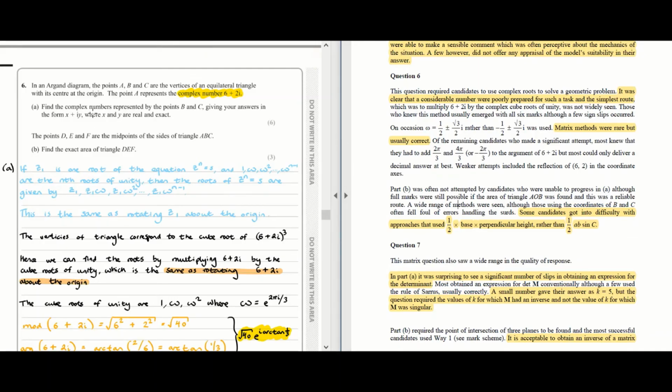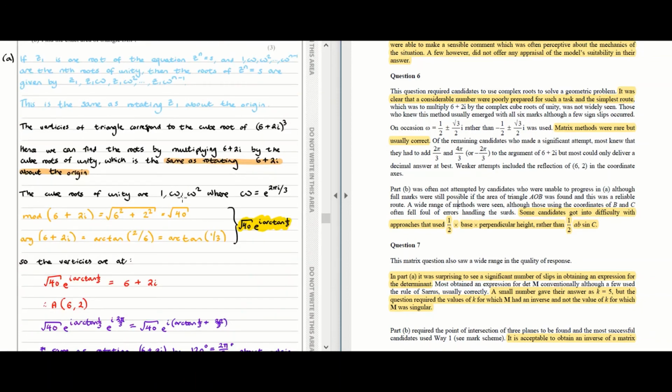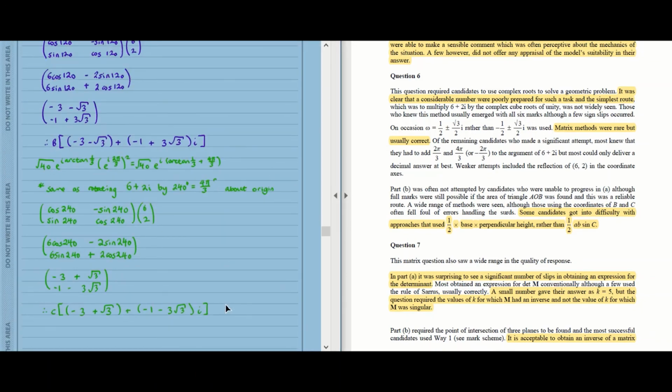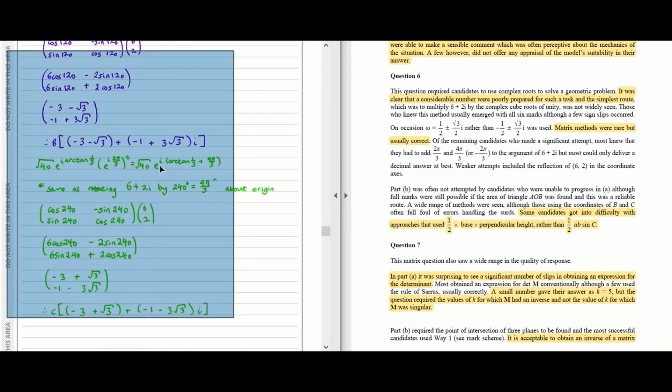Question 6 was quite a difficult question. People were very poorly prepared for this question, and I think this is one of those topics where you have to know the textbook inside out before you attempt this paper, or at least the examples from the textbook. But essentially you had to use the cube roots of unity to do this question. Those that used the matrix method, which is what I did over here, usually obtained the correct answer.